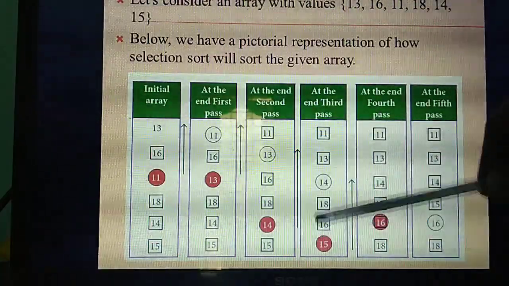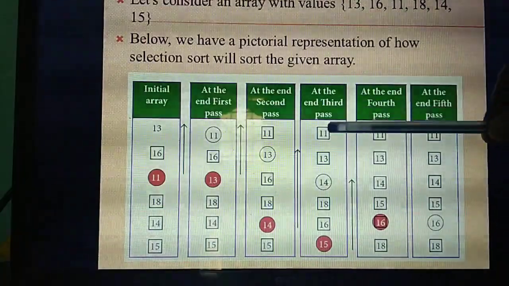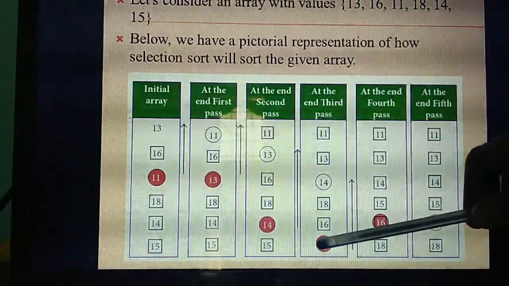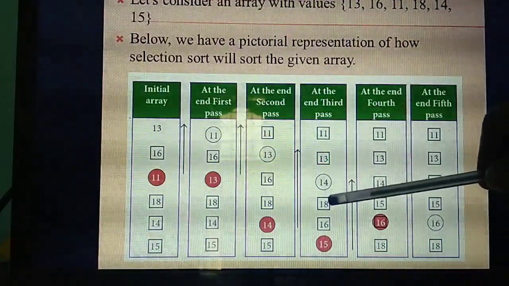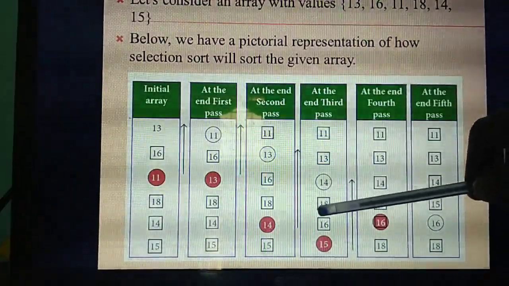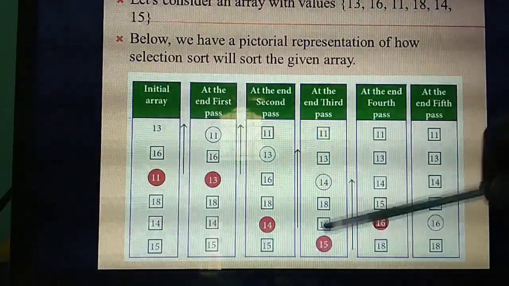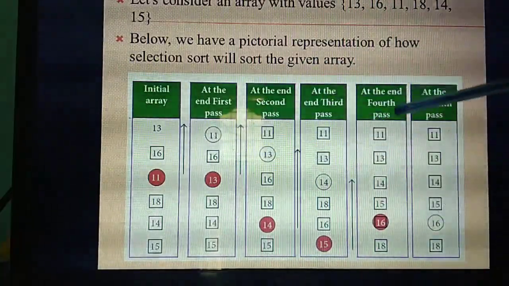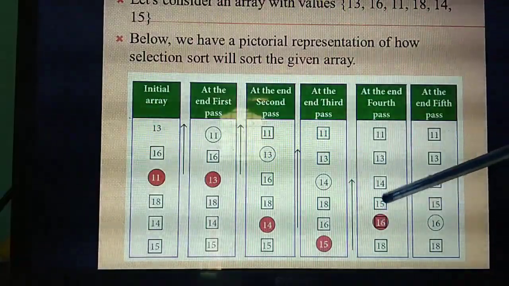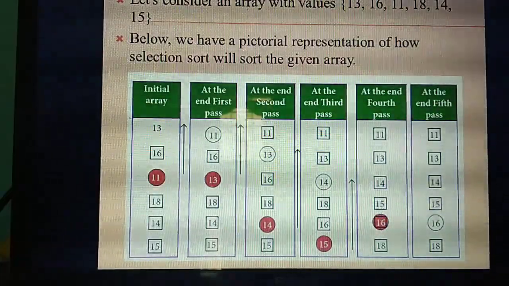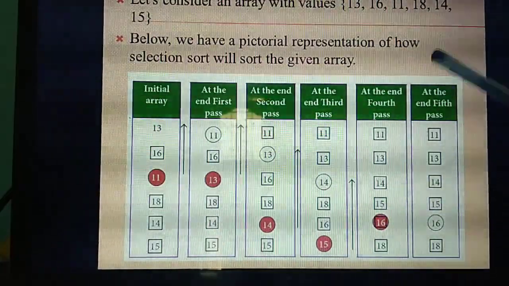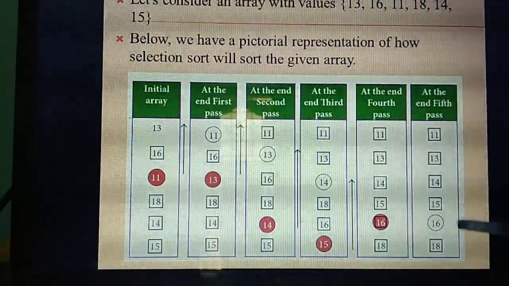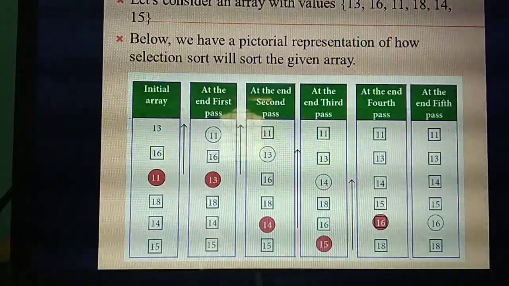Then 16 comes to this place. Next, listen. 11, 13, 14. Among the rest, which is the smallest? 15. So 15 comes after 14, and 18 comes to the last. So at the fourth pass, listen: first, second, third and fourth pass. 15 and 16, so the elements are already sorted. Is sorting needed? No. So finally we have 11, 13, 14, 15, 16, 18. Are these elements in order?